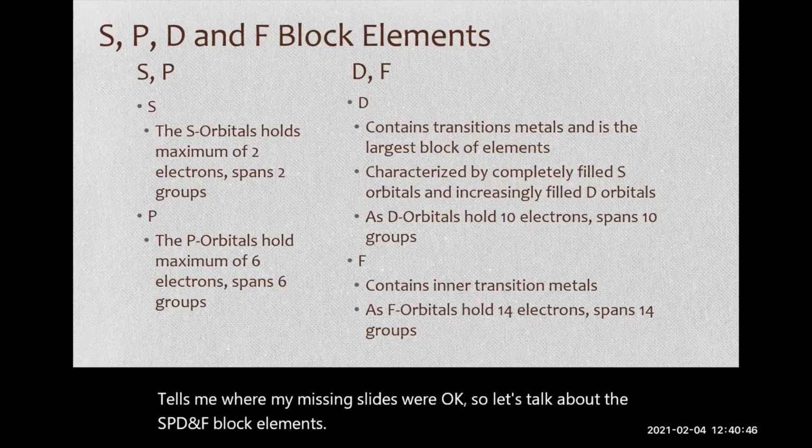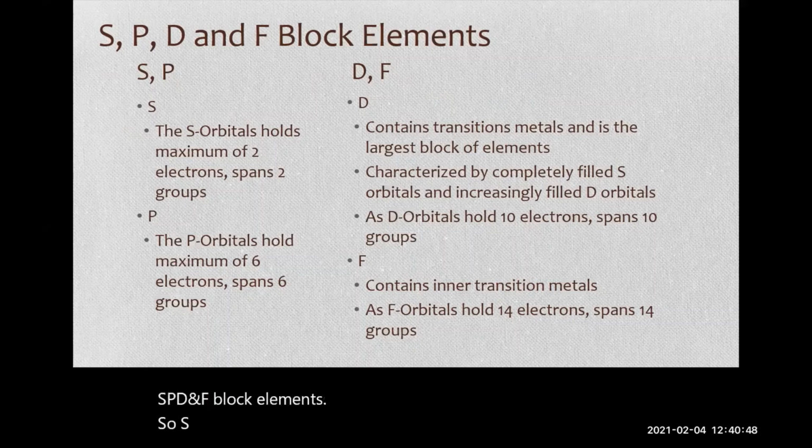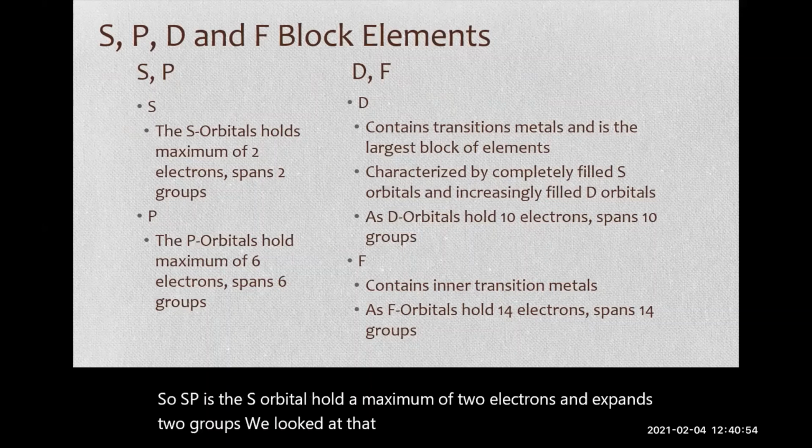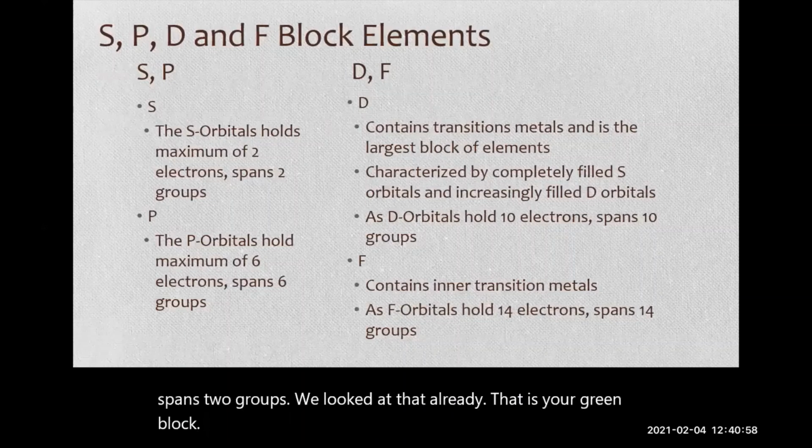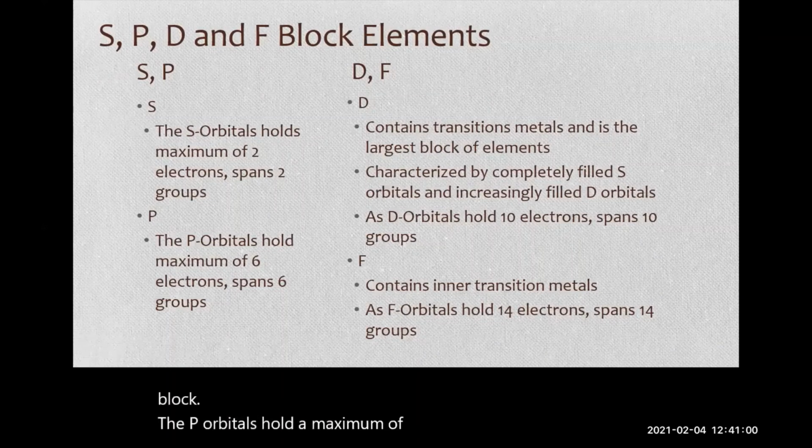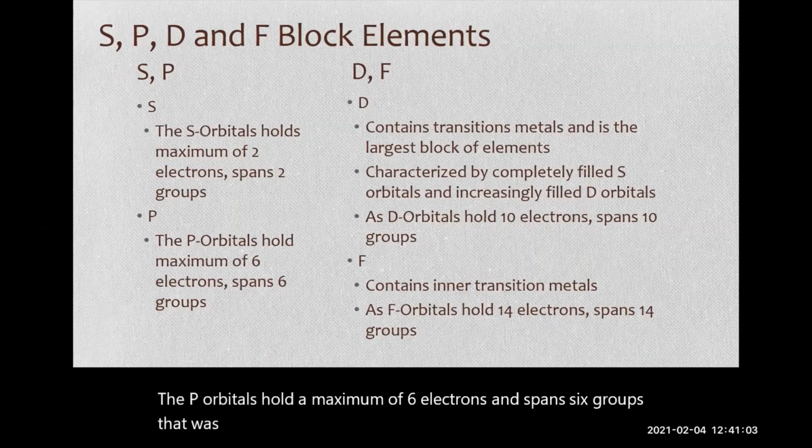So S and P: the S orbital holds a maximum of 2 electrons and it spans 2 groups. We looked at that already. That is your green block. The P orbitals hold a maximum of 6 electrons and span 6 groups. That was your blue block. S and P are your representative elements. D and F are your transition and inner transition metals.